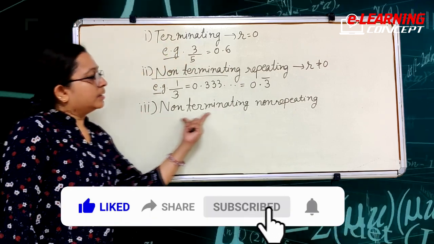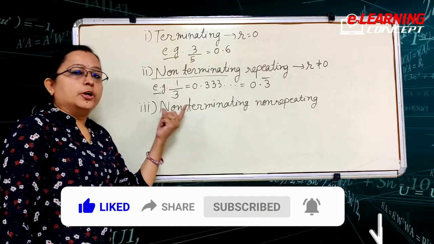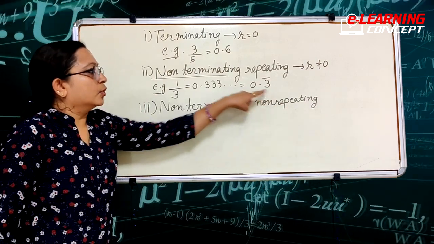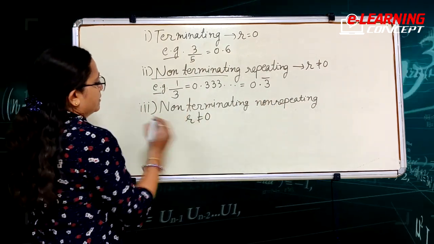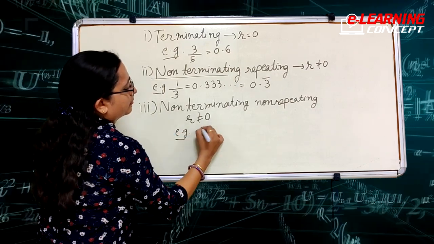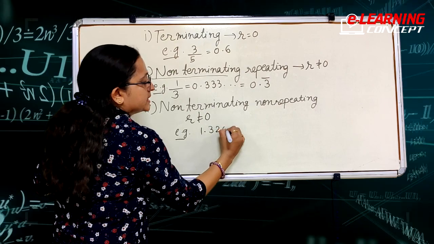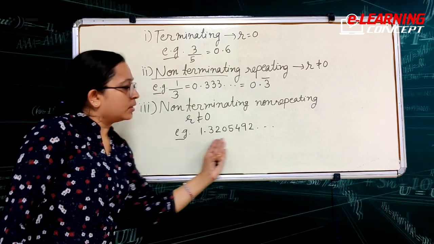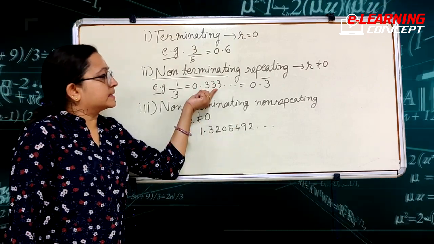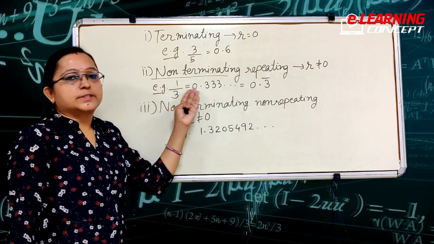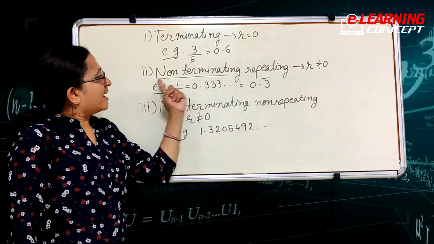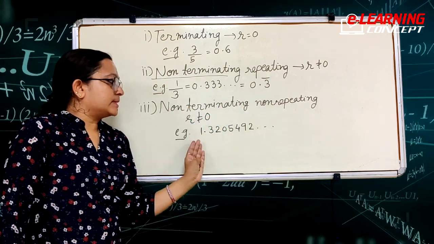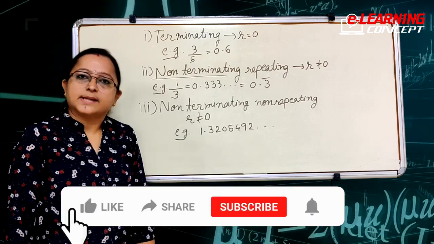Third is non-terminating, non-repeating. Obviously non-terminating means the remainder is not 0. Non-repeating means no repetition in this way. So for example, you will get something like 1.3205492 up to infinite. If you see, there is no continuous repetition like in 0.33333. Suppose you have 0.18, 18, and so on, they are non-terminating repeating, but here there is no repetition and the remainder is also not 0. So this is non-terminating, non-repeating expansion.